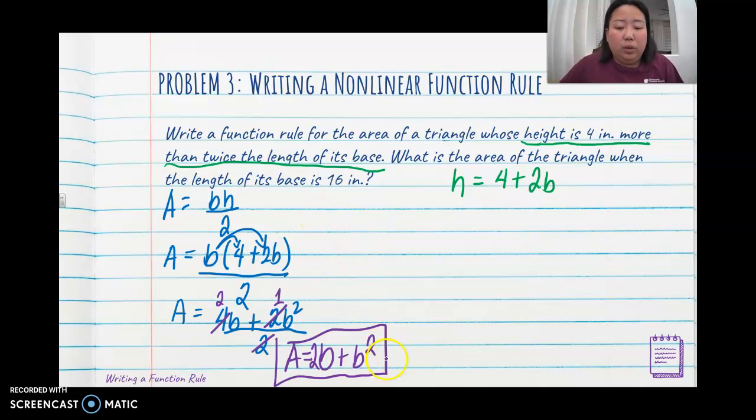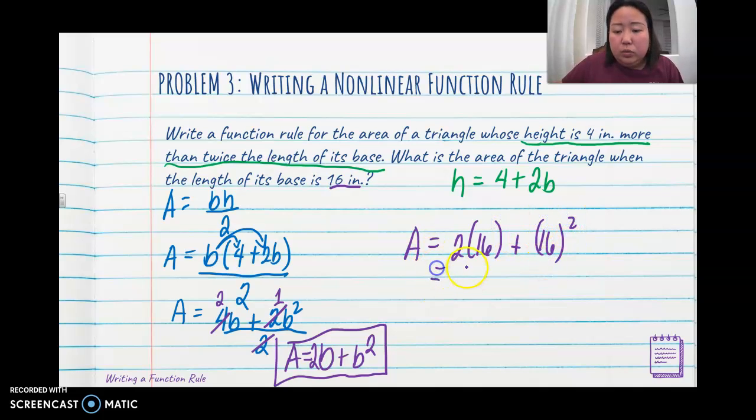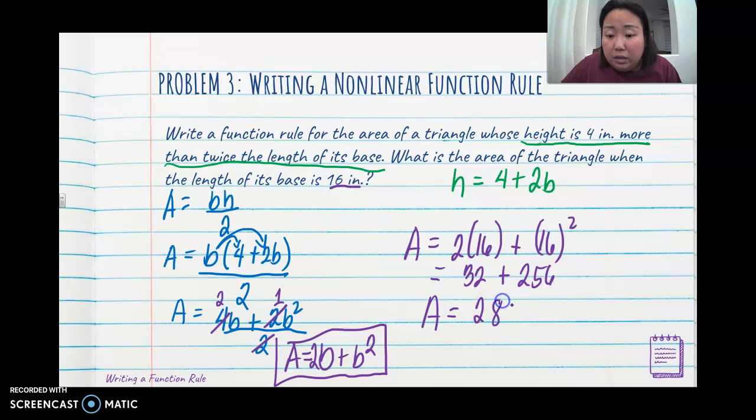And so now we put in our input value, which is 16 inches. Use this formula. So for the area of the triangle, what if the base is 16 inches? It will be 2 times 16 plus 16 squared. Okay, so this will be 32 plus 16 squared, which is 256. And if you add this, your area will now be 288. And the unit of measurement will be inches. Area always uses the exponent 2 for the units. So it's going to be 288 inches squared.